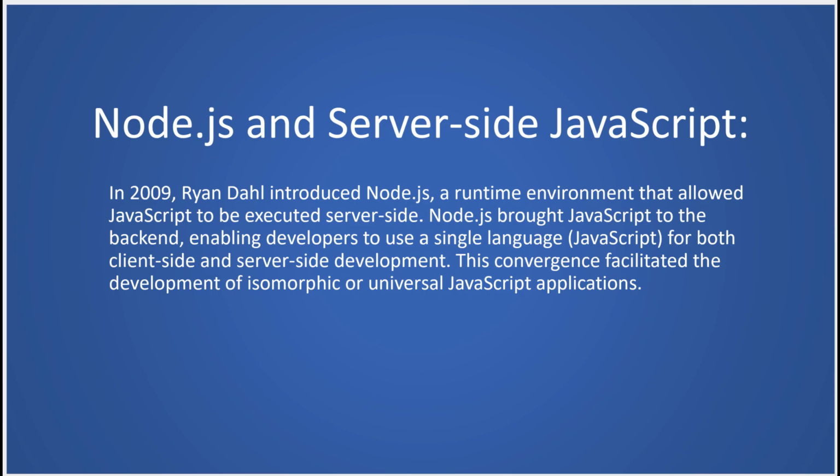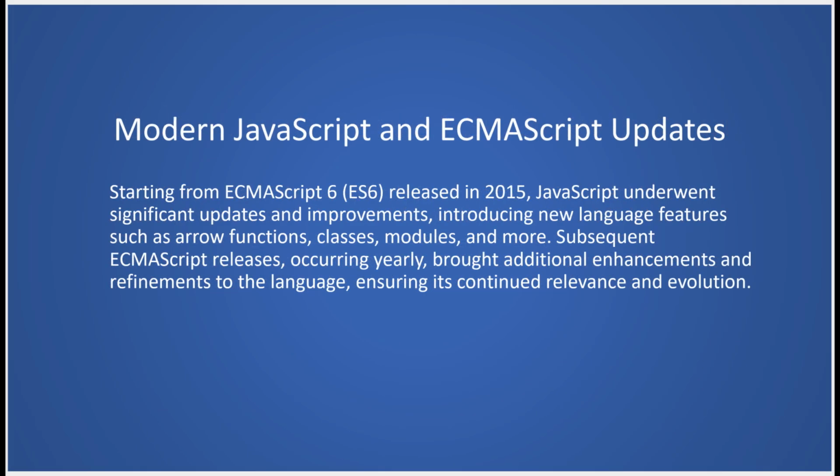Node.js expanded JavaScript's reach to the backend, promoting the use of JavaScript for both client-side and server-side development. This convergence paved the way for isomorphic or universal JavaScript applications. From 2015, starting with ECMAScript 6, JavaScript underwent significant updates, introducing new language features like arrow functions, classes, modules, and more. Subsequent yearly ECMAScript releases continued to refine and enhance the language, ensuring its ongoing evolution and relevance.